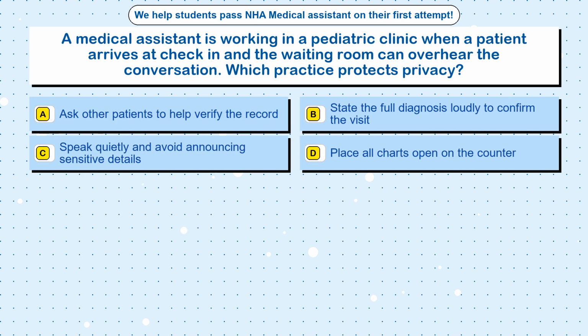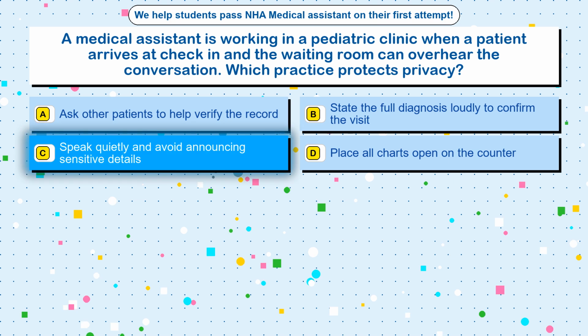Question 29. A medical assistant is working in a pediatric clinic when a patient arrives at check-in and the waiting room can overhear the conversation. Which practice protects privacy? Option A. Ask other patients to help verify the record. Option B. State the full diagnosis loudly to confirm the visit. Option C. Speak quietly and avoid announcing sensitive details. Option D. Place all charts open on the counter.